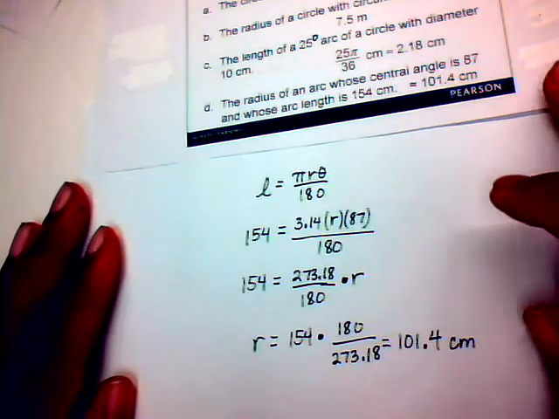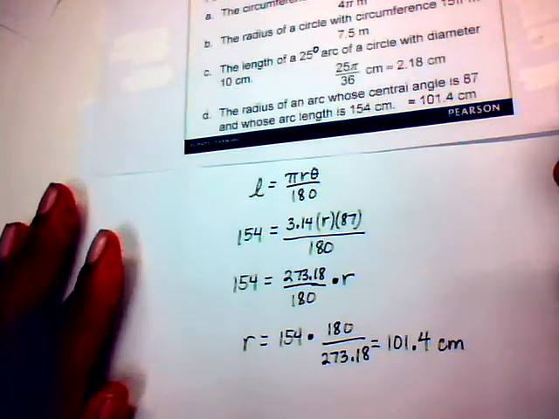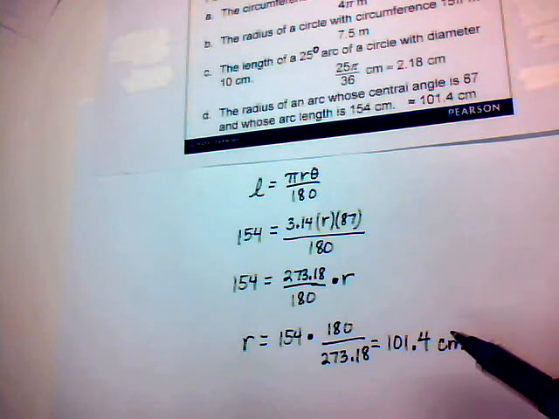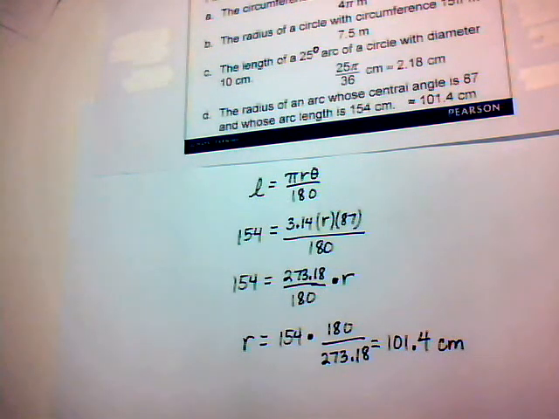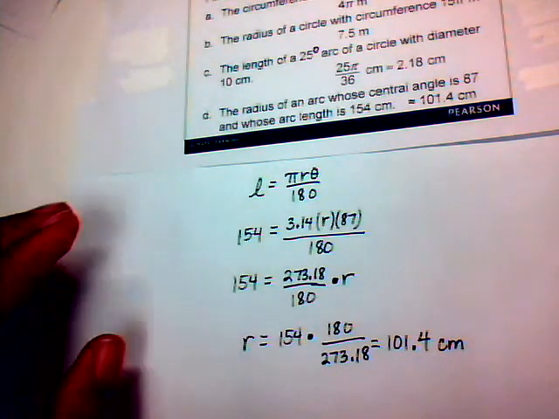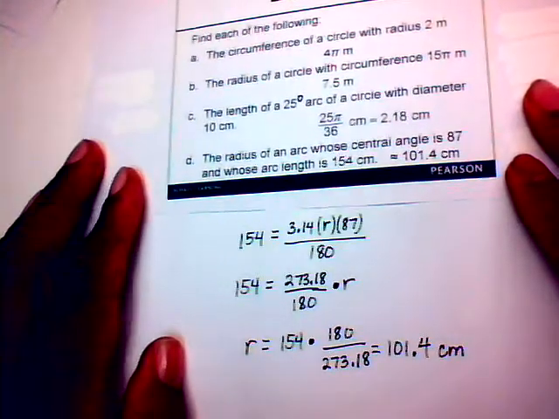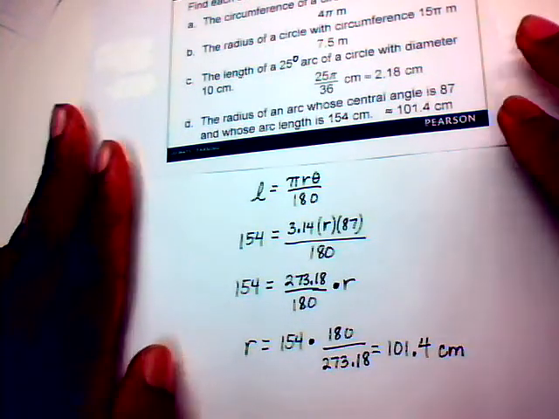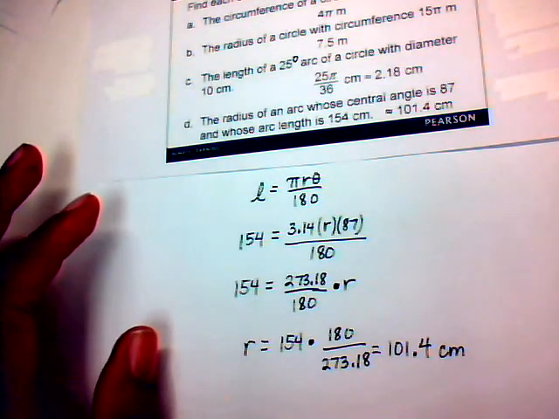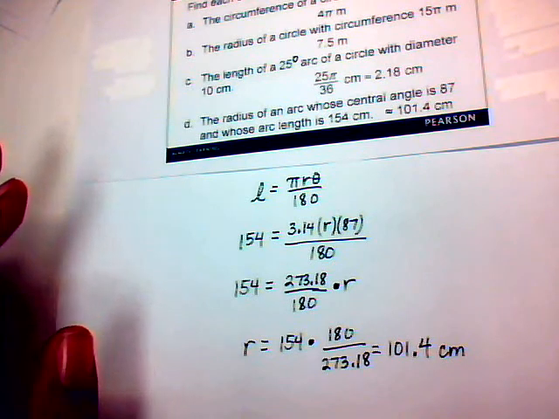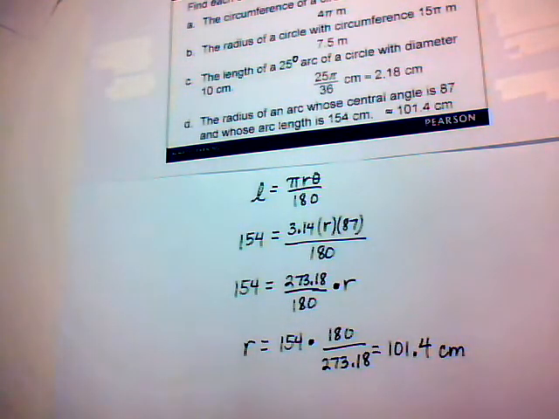So in this case here, the radius of that arc whose central angle is 87 would be 101.4 centimeters. Okay, so that's how you would do those particular problems that deal with the circumference of a circle and the arc length of any particular circle. And that will conclude this particular video on linear measure.